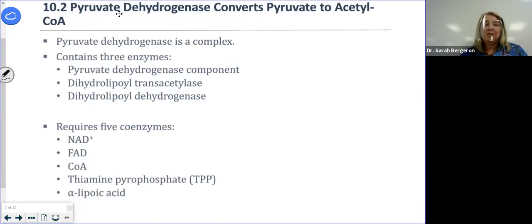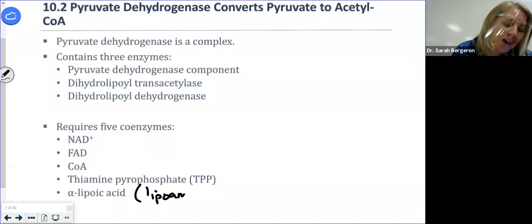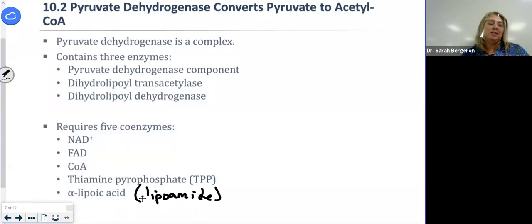So just for the conversion of pyruvate to acetyl-CoA, we have to have 5 different coenzymes. We talked about NAD+, we talked about FAD. Now we're going to generate acetyl-CoA, so we have to stick an acetyl group onto coenzyme A. So coenzyme A has to be a coenzyme. Then we're going to have thiamine pyrophosphate, abbreviated TPP. And then the last one is alpha lipoic acid. But some books and some people call it lipoamide, so you might see it either way. Just realize it's the same thing.